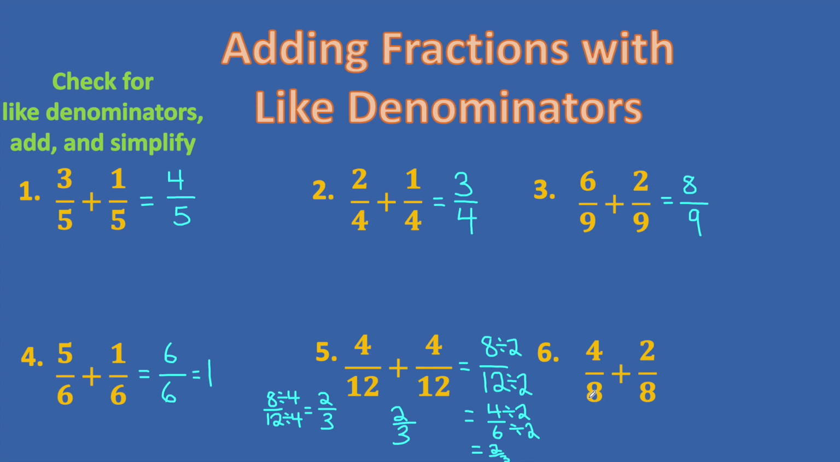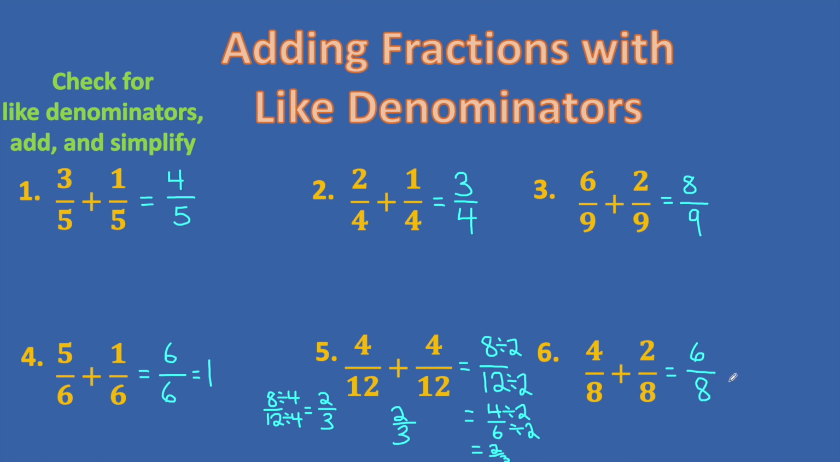All right, let's look at our last example, our very last example. So we have 4/8 plus 2/8. 4/8 and 2/8 both have the same denominator, the same number on the bottom. So that means we can add our numerators. So we have 4 plus 2, which equals 6. Then we're going to copy the denominator across, 6 over 8.